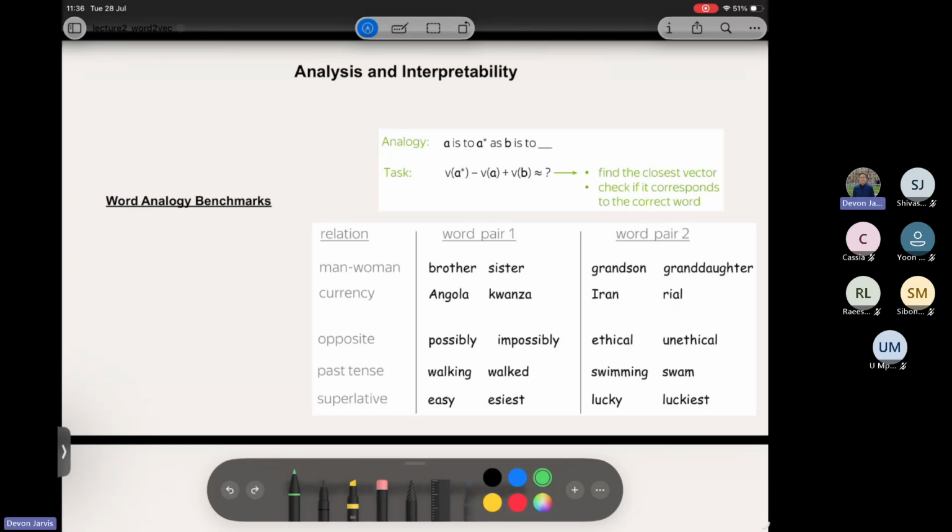Okay, analogies. So A is to A star as B is to. So this is the king-queen example, right? Kings is to king as queens is to queen. Okay, and so you can then do a bunch of different pairings at the bottom there.